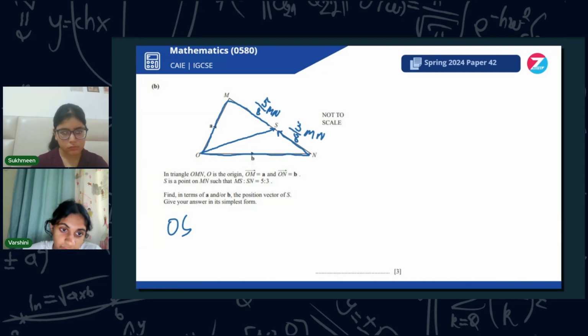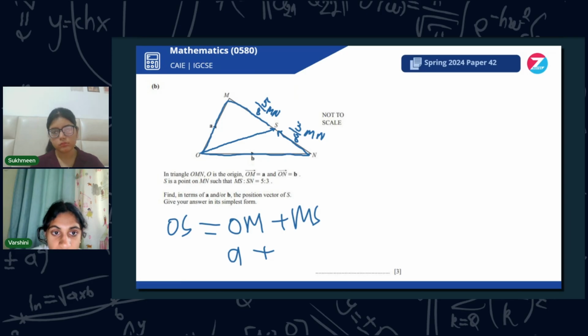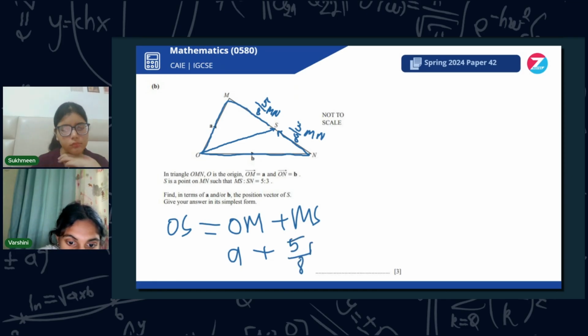So let's go the first route. Let's go OM plus MS. So OS equals OM plus MS. We know OM over here is a, nothing but a, which they've already written, plus MS, which we already found is going to be 5/8 of MN. MN is the total, and MS is 5 parts and SN is 3 parts, and the total is both the parts together, which is 8, and we only want 5 out of those 8 parts. So that's going to be 5/8 of MN.